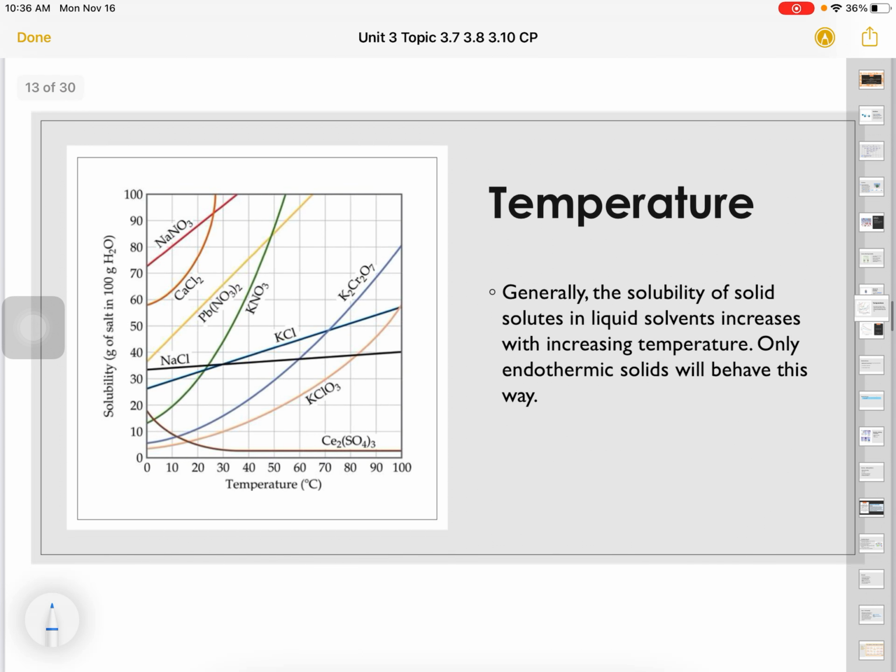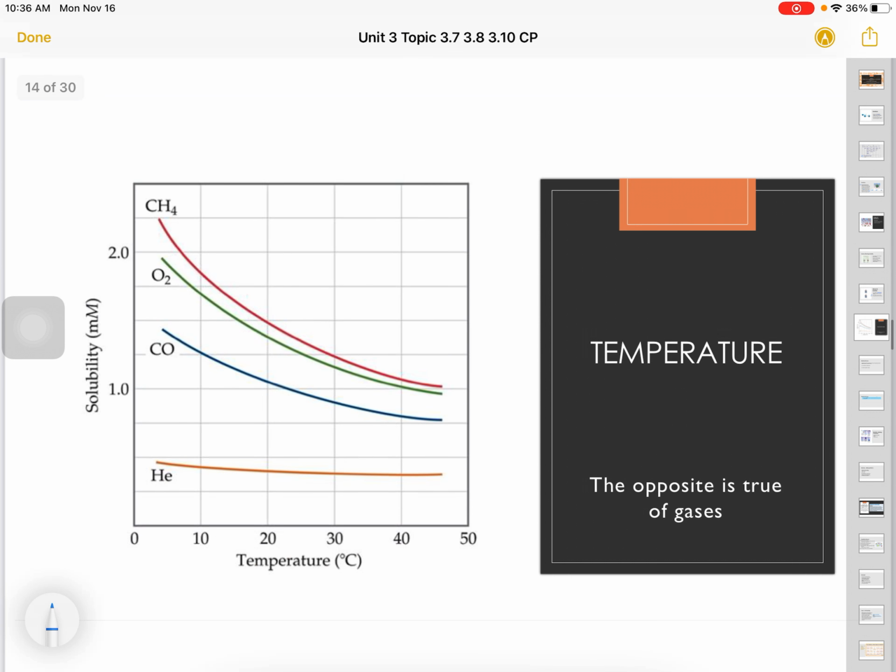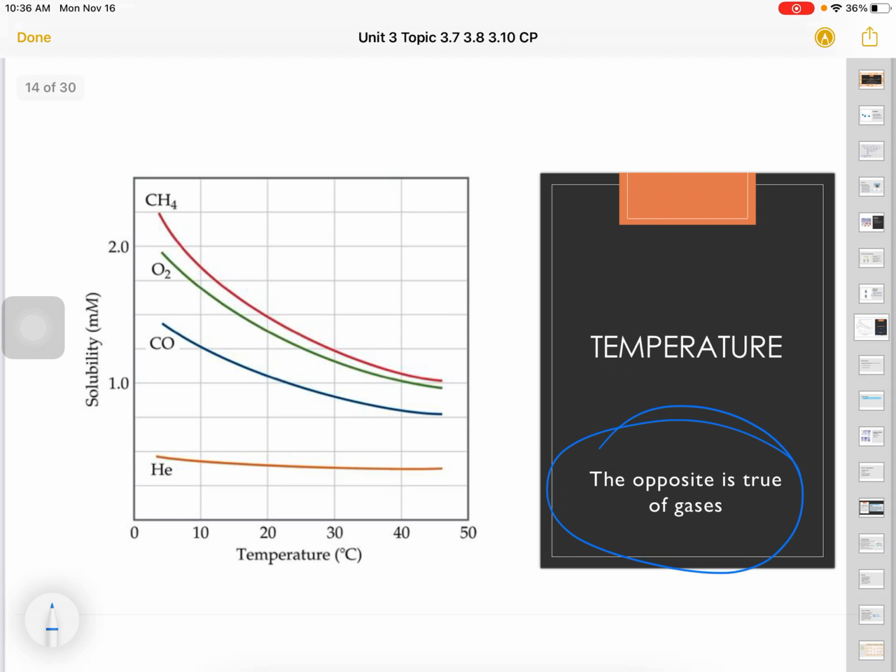For temperature, in general, solids tend to get more soluble as you heat them up. And this was a solubility curve reference table that you had in Regents chemistry, similar to what's on the screen now. But gases will always become less soluble as you heat them up.